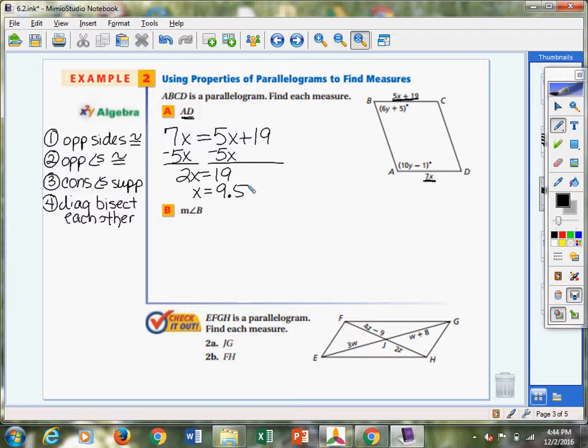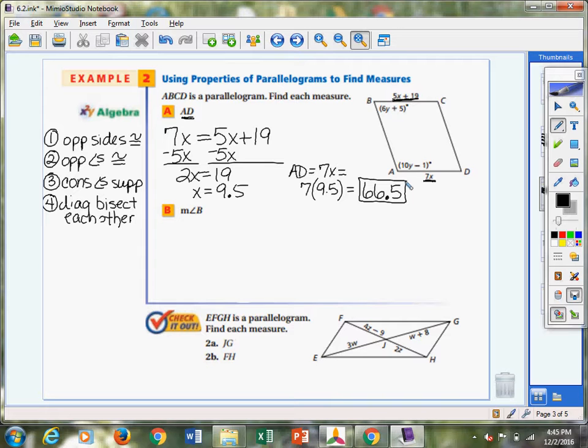Now, we're not done. We're definitely not done because they ask us specifically not what x is, but what is AD? AD is 7 times x. So what we need to do is go one step further and do 7 times 9.5. That's the answer we're after. So go ahead and do a quick calculation there. And we've got 66.5 is our length of that particular side, which means the other one is 66.5 as well.